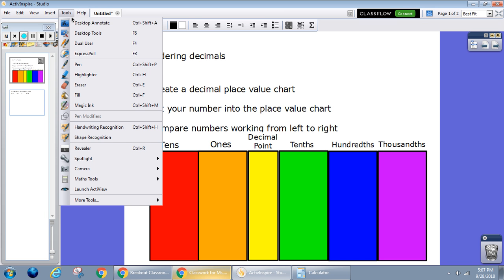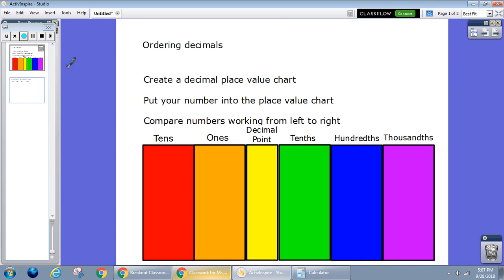Let me get my pen out. You could always turn your notebook to the side so that you then have your lines going straight up and down like this. And it's like a built-in place value chart for you. So if you need help, you could always do that and put your numbers in there. It should look like this.